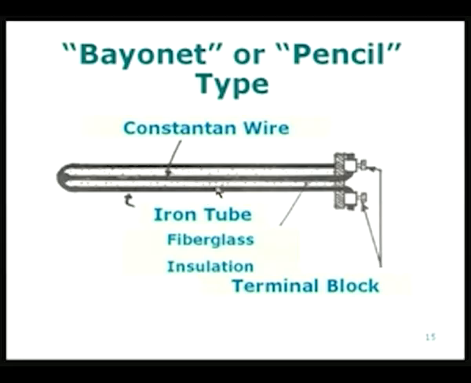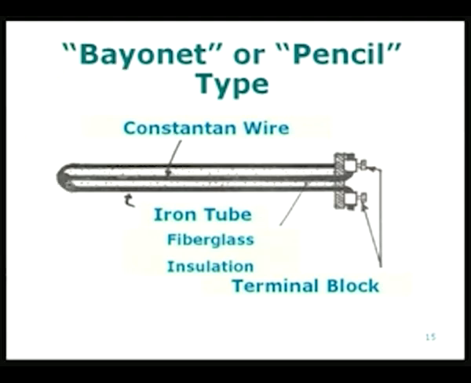and in between the Constantan wire and the outer iron tube, I have got some fiberglass insulation which prevents any contact between the two. These two, the Constantan and the iron, are brought to the terminal block, and from the terminal block I can take connection to the voltage measuring device. So, we have a bayonet or pencil type device.